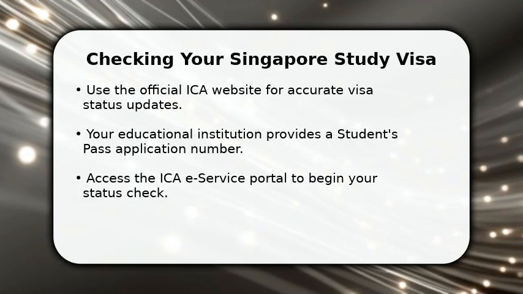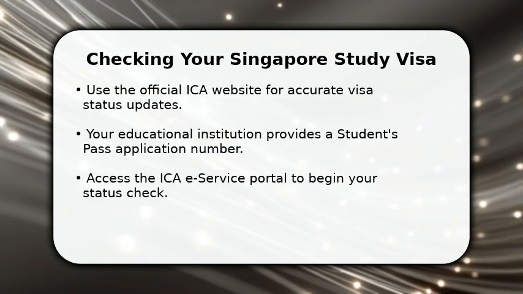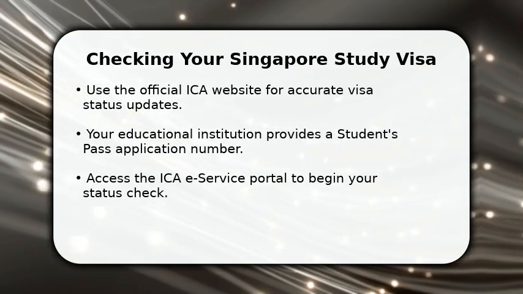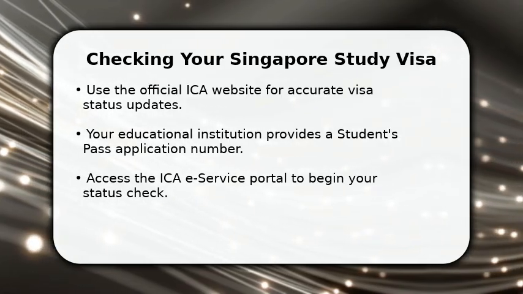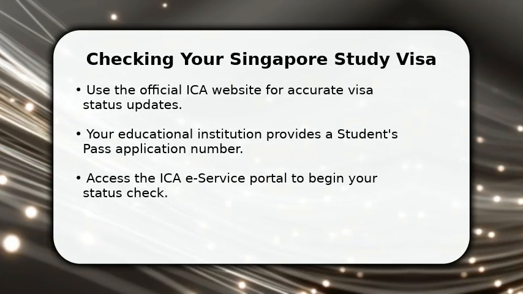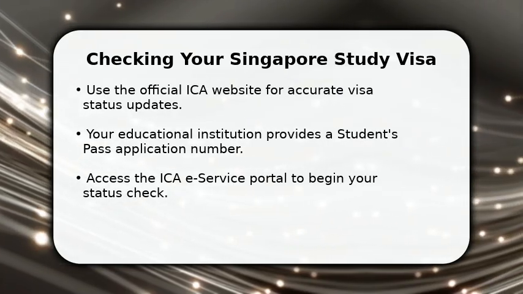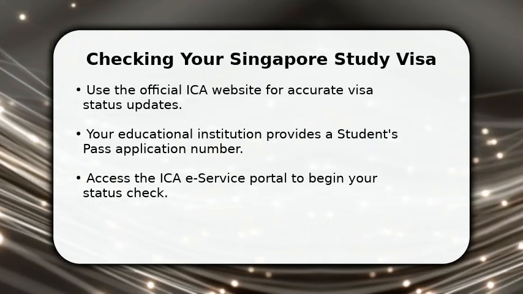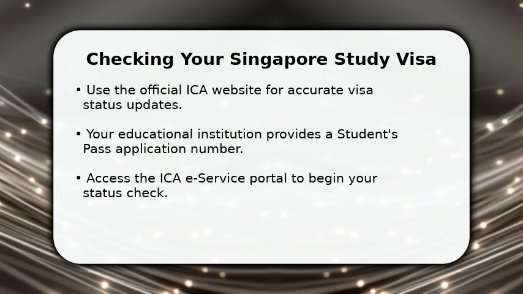In this video, I will explain how to check Singapore study visa online. First, navigate to the official Immigration and Checkpoints Authority, or ICA, website. This is the most reliable source for your visa status. Your school will have provided you with a unique Student's Pass application number. Keep this number handy, as it is crucial for accessing your application details. Once on the ICA site, locate and click on the e-service portal to proceed with your inquiry.